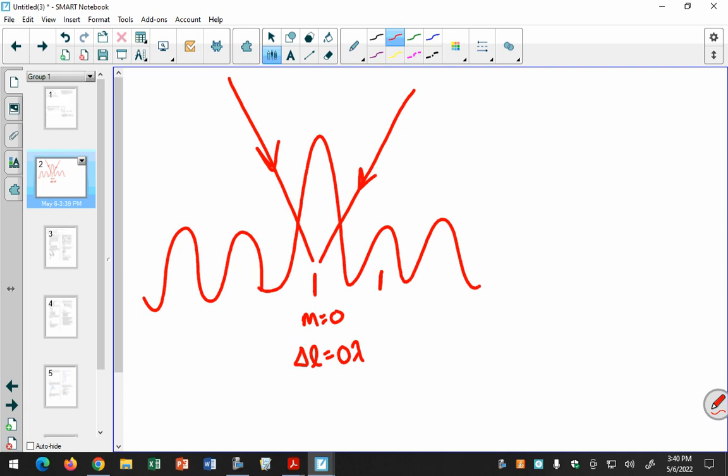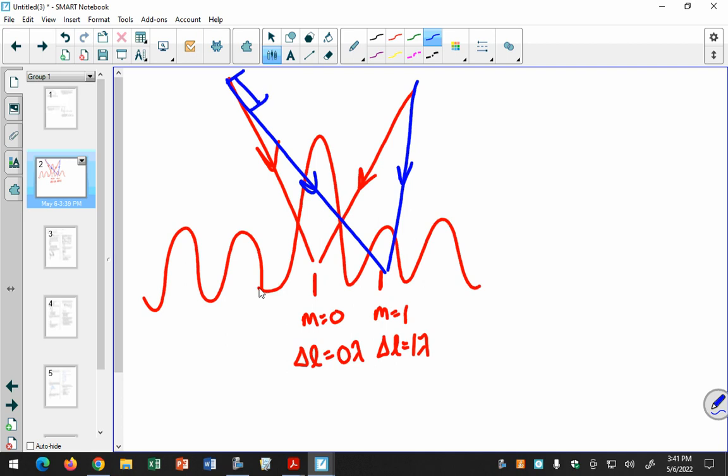But right here, this is my 1st order. That means that the difference in their path lengths is equal to 1 wavelength. That means that I have 1 ray that's traveling from here, another ray that's traveling from here. Notice that 1 travels a little bit farther. It travels farther by 1 wavelength. And then likewise here, this would be 2 wavelengths and on and on. 3 wavelengths is my path length difference for my order numbers.